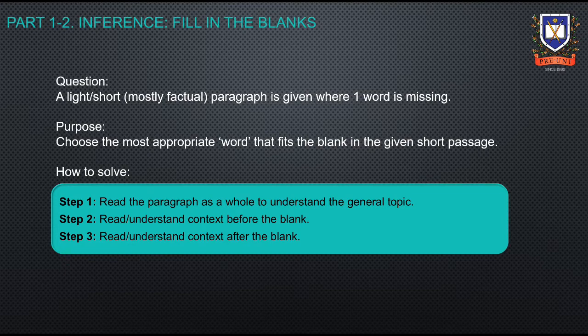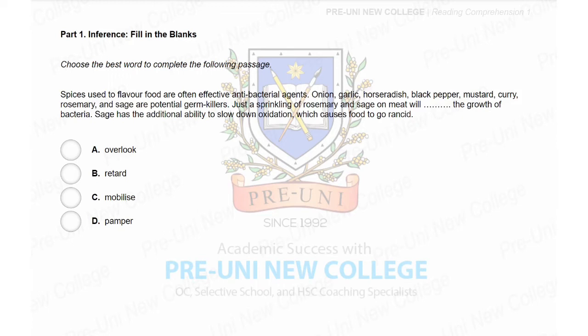So, without further ado, let's take a look at a quick sample question. Okay, so what we see here on the screen is a sample question for this style of question. It says, spices used to flavor food are often effective antibacterial agents. Onion, garlic, horseradish, black pepper, mustard, curry, rosemary, and sage are potential germ killers. Just a sprinkling of rosemary and sage on meat will blank the growth of bacteria. Sage has the additional ability to slow down oxidation, which causes food to go rancid.